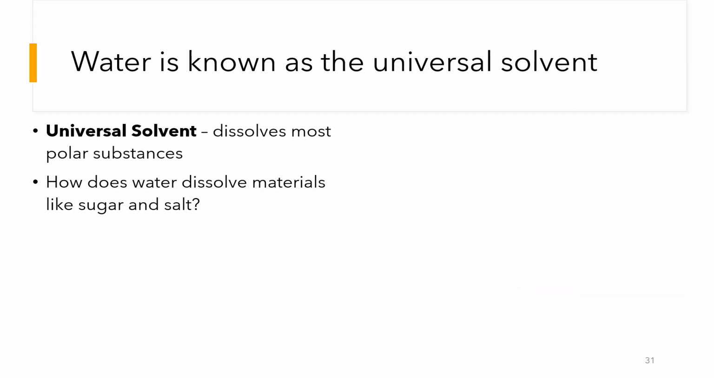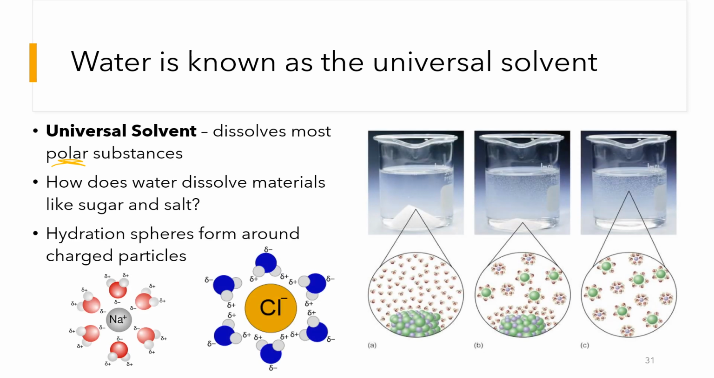Another property is that water is known as the universal solvent. What we mean by that is that it can dissolve almost all polar substances. So how does water tend to dissolve or kind of integrate these polar substances like sugar and salt? Well, the key is it forms things called hydration spheres because of its hydrogen bonding. It all keeps coming back to that hydrogen bond.